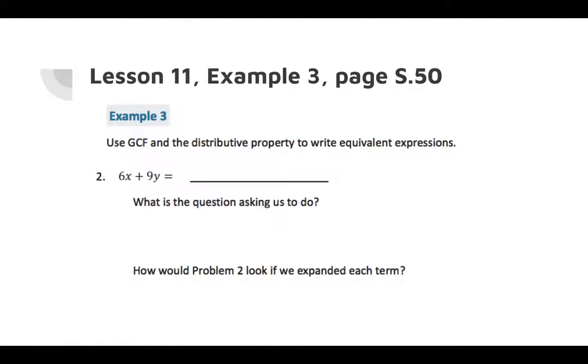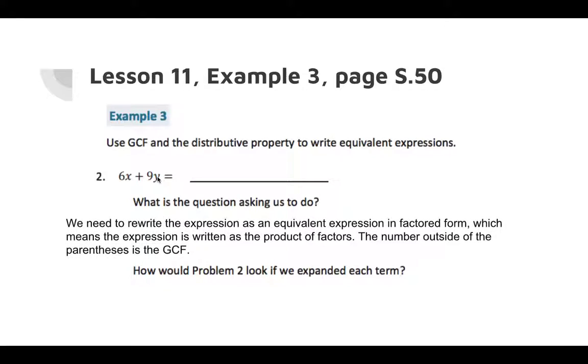So number 2, use greatest common factor in the distributive property to write equivalent expressions. So look at this. We have 6x plus 9y. So we have 2 different numbers now. But look for their greatest common factor. Okay, you have different strategies that you can use to find greatest common factor. But just looking at it, what is the one number that goes into both 6 and 9?